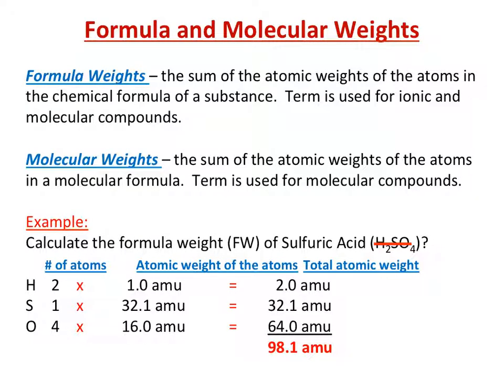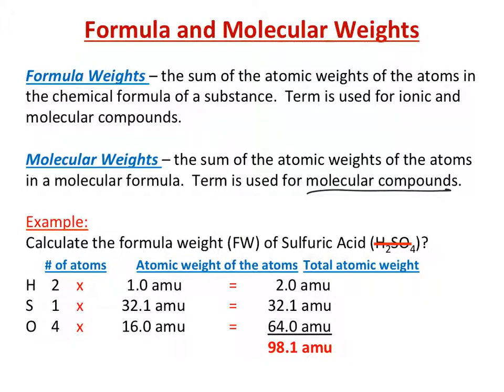Welcome to the how-to for formula weights, molecular weights, and percent compositions. Formula and molecular weights basically mean the same thing. They are the sum of the atomic weights of the atoms in the chemical formula of a substance. More specifically, we talk about molecular weights when we're talking about some type of molecular compounds.